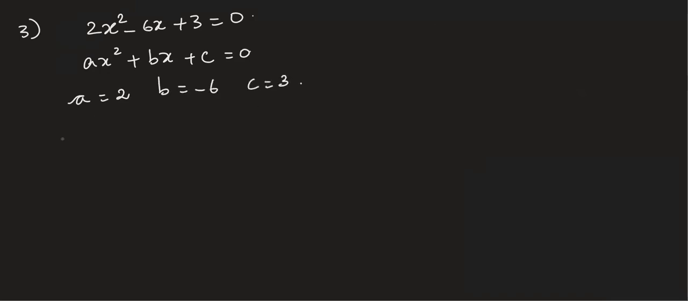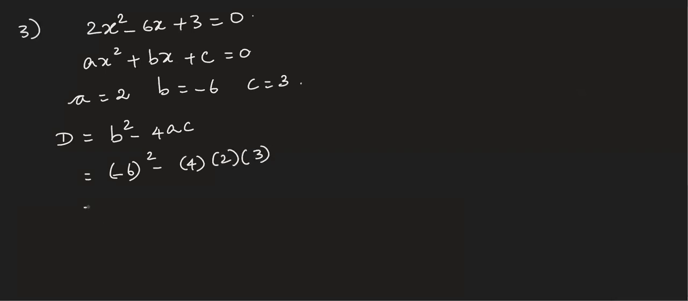Now let's see what the discriminant is for this one. So D is equal to b square minus 4 into a into c. So value of b is minus 6. So minus 6 the whole square minus 4 into value of a, which is 2, then value of c is actually 3. So minus 6 into minus 6 will be 36, positive. Minus 4 into 2 will be 8, 8 into 3 will be 24. So what is 36 minus 24? This is equal to 12. So value of D is 12, which is greater than 0.